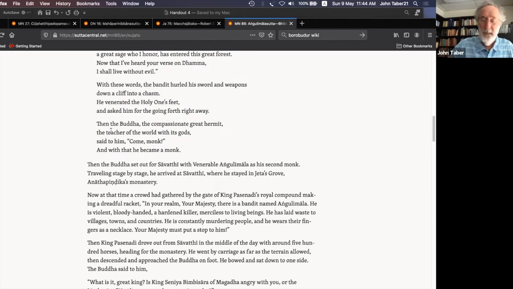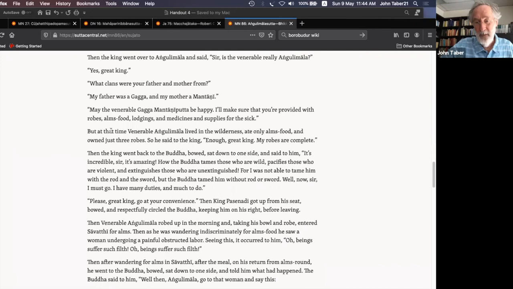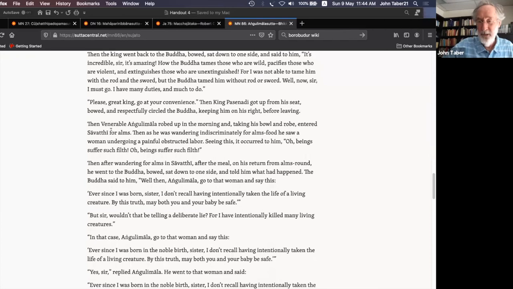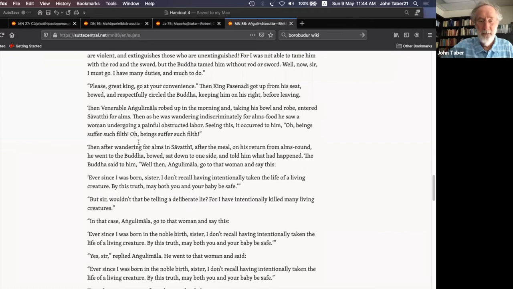Then there's the story of encountering the king, who's alarmed to hear that Angulimala has come into the kingdom, and then is amazed to see Angulimala sitting there with his shaved head and his ochre robe and begging bowl, quietly meditating as if he were a tamed wild elephant or something. And so this is very impressive.